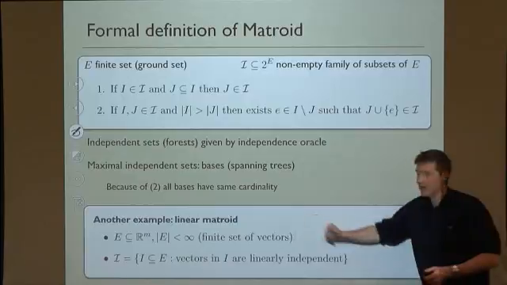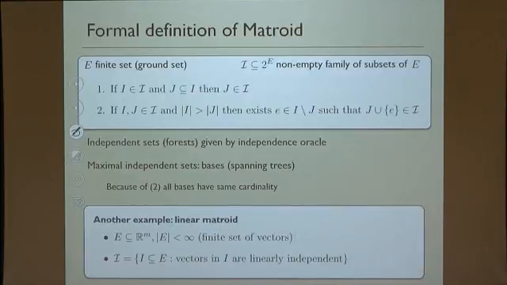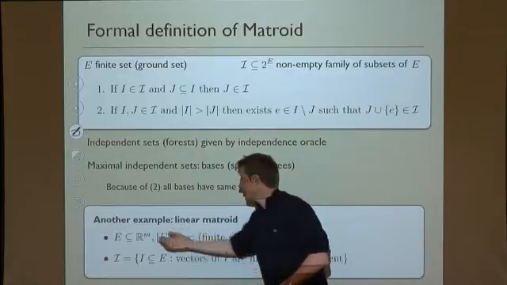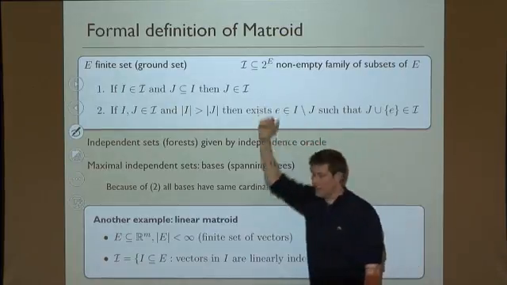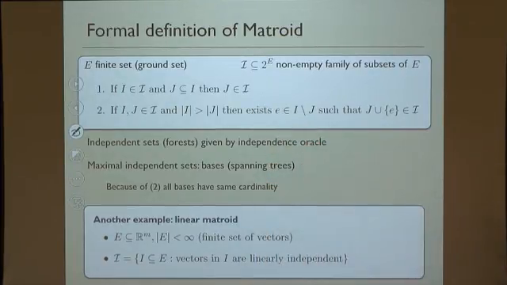Another example is a linear matroid. Here you have some dimension m, and your set E is a finite set of vectors. The universe is a finite set of vectors, and all the independent sets are those subsets of vectors that are linearly independent. Let's now check that the axioms are satisfied. In the first case, suppose I have 3 independent vectors. If I drop one, the 2 that remain are independent. And for the second constraint, suppose I have 3 independent vectors in I and 2 in J. Then I can add one of them to J to make it bigger.